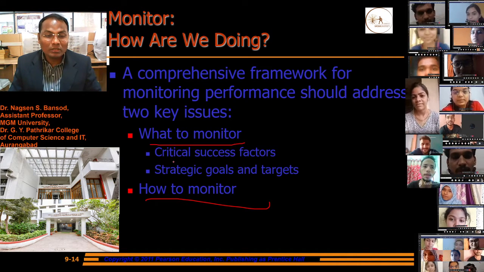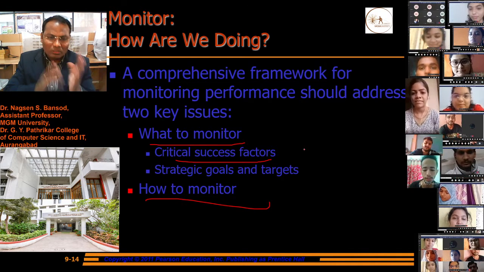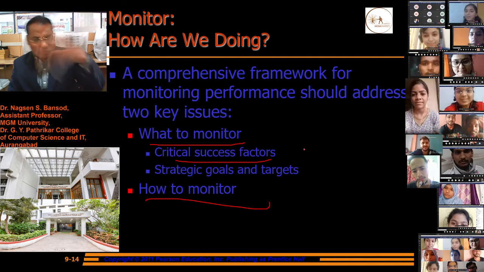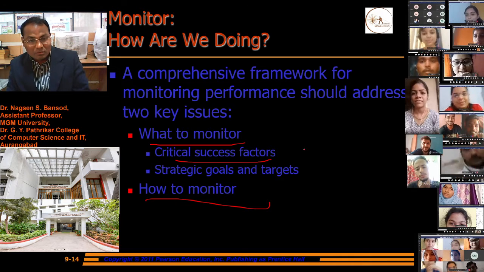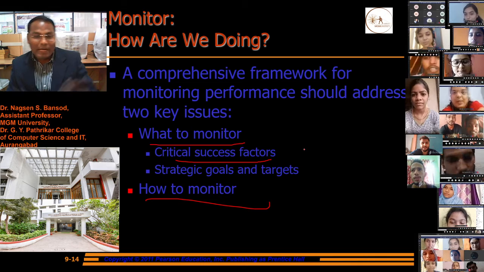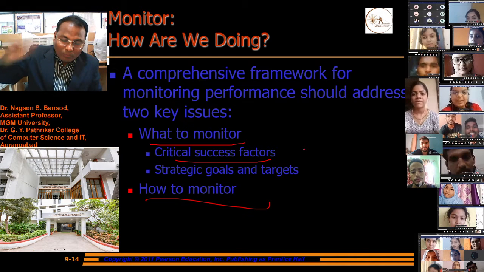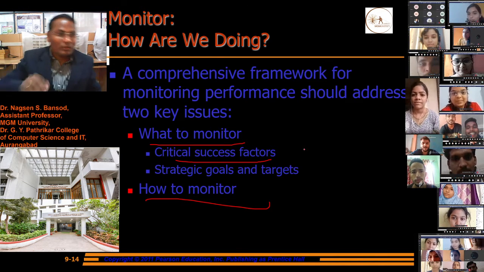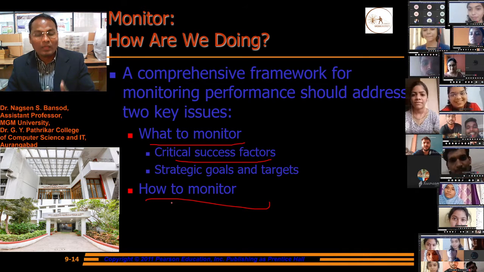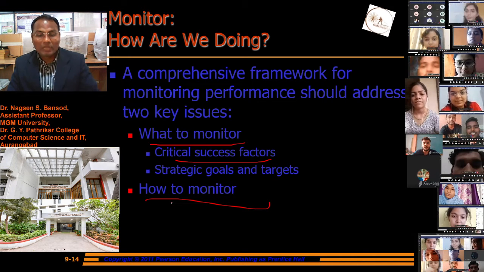What to monitor? Critical success factors. We have to monitor the manager, the employee, the machine, the plant, the area, the market. These are the critical success factors, and strategic goals and targets. We have to monitor whether we reach a particular target, how people are working there. We have to monitor that, as well as how to monitor. Now we know what to monitor, but how to monitor these resources, we should know that.